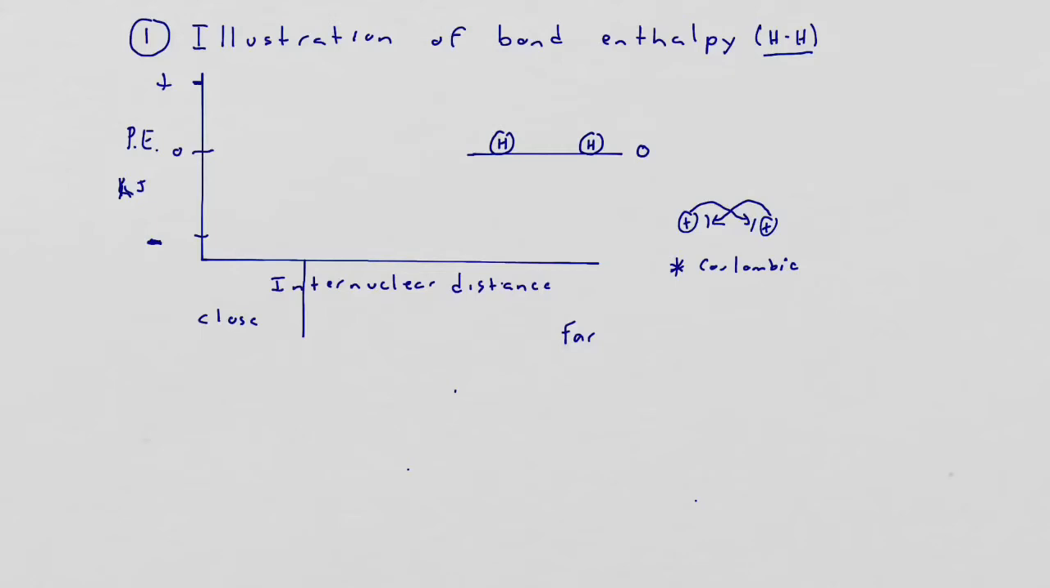On the y-axis, you have the potential energy in kilojoules. Positive would be an endothermic process, negative is an exothermic process. So we clearly know bonding is an exothermic process. That means energy is going to be released during the formation of the bond. On the x-axis, you have internuclear distance. And on the right-hand side, things are very far apart.